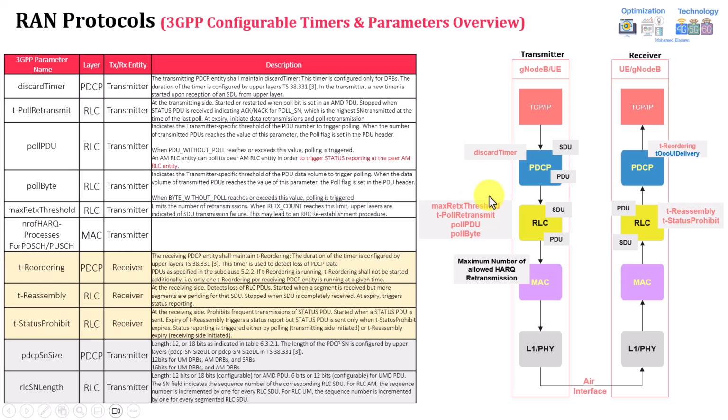Now moving to the RLC layer, which has multiple timers and parameters. These will be explained in detail: maximum retransmission, t-PollRetransmit, the polling feature, poll PDU, poll byte, and many other things we'll be discussing. Here the MAC will be responsible for HARQ in general, especially for the HARQ transmission whenever there is a transmission. The main parameter here is the maximum number of allowed HARQ retransmissions.